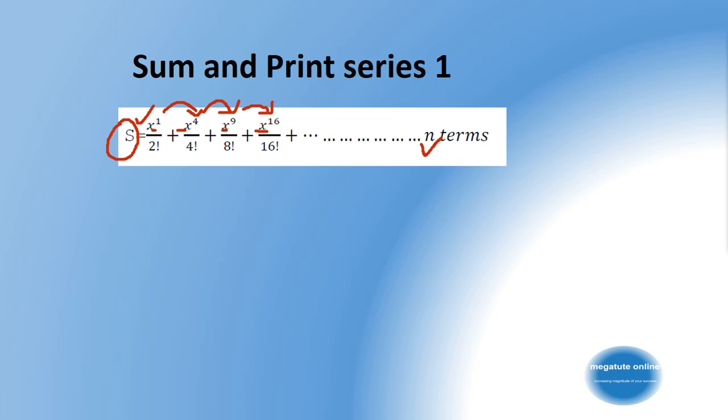So if I observe, this is 1, which is square of 1. This is 4, square of 2. 9 is square of 3, and 16 square of 4. So that means the power of the numerator is the square of the natural number.